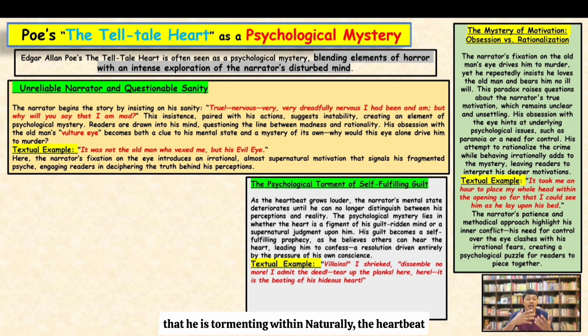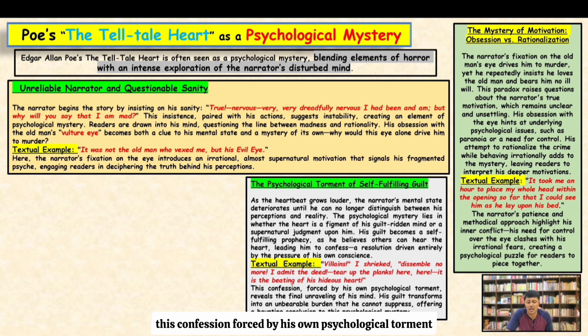Naturally, his heart, the heartbeat, as it grows louder, he is hearing it, and he pretends not to hear it, but it disturbs him more. His ratiocination makes him believe that the police are also not oblivious to this. They are also listening, but they are keeping themselves silent because they want to catch hold of him. Naturally, he cannot bear it and confesses. This confession is forced by his own psychological torment. So this is the psychological torment of self-fulfilling guilt.